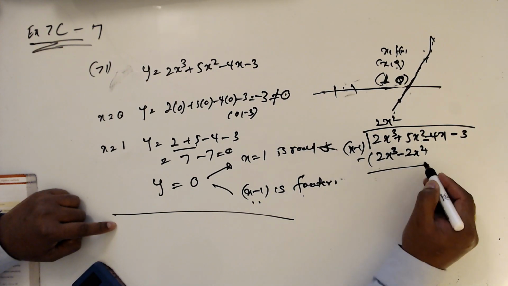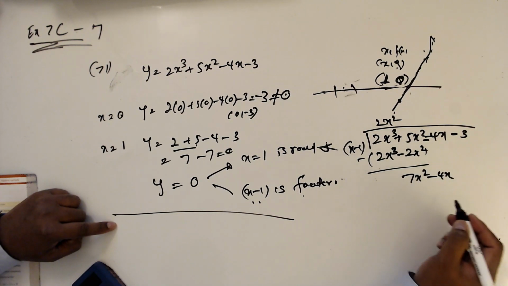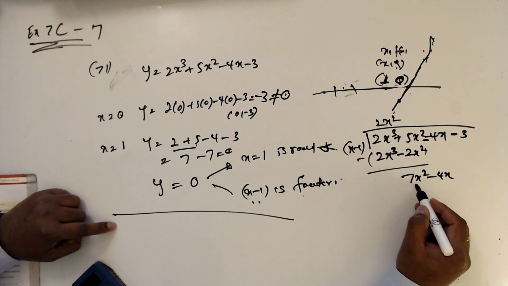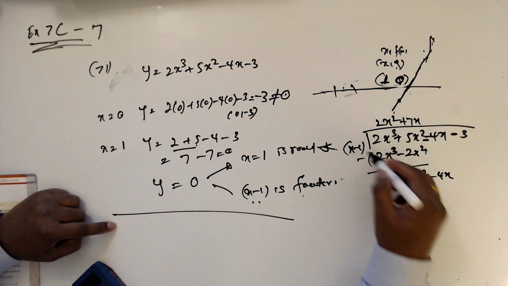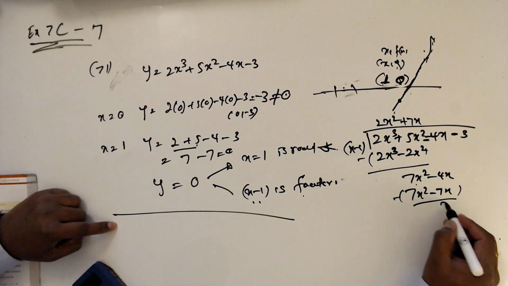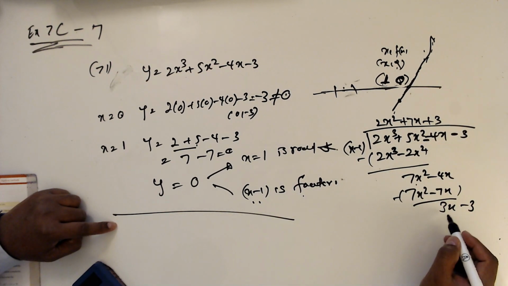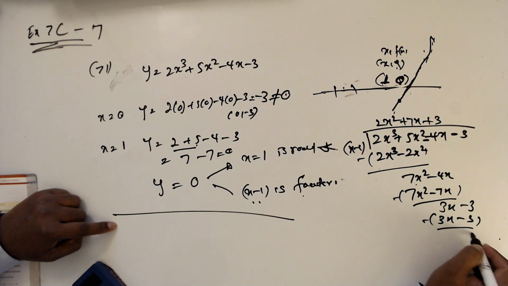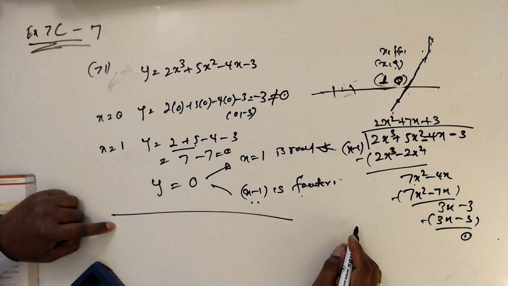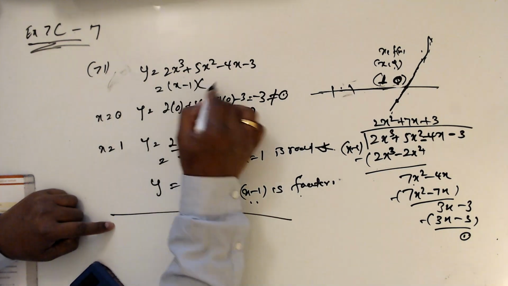And this is going to be, when you minus, 7x squared. Bring this one down, minus 4x. Now this is going to be plus 7x squared minus 7x. Now this is going to be, when you minus, 3x minus 3. It means this is going to be plus 3. So then 3x minus 3, when you minus, this is 0. We did full factorization. Now x minus 1, not yet actually.